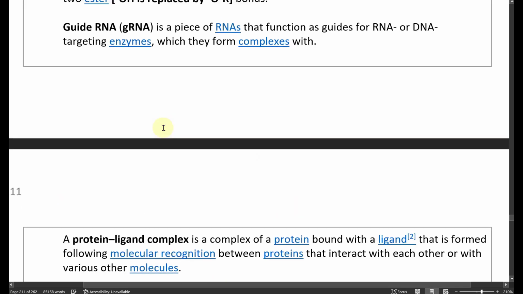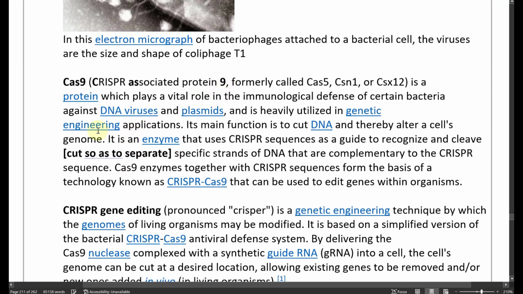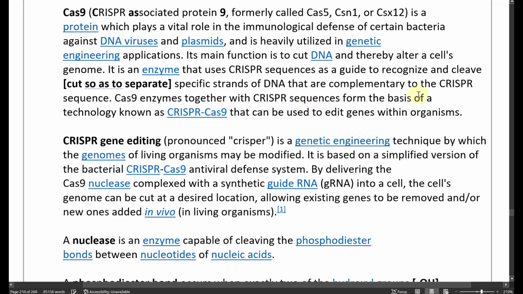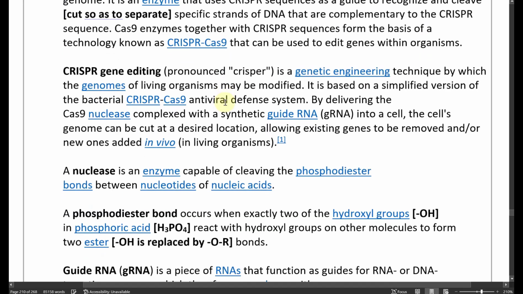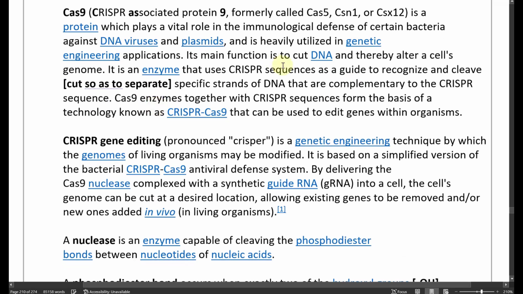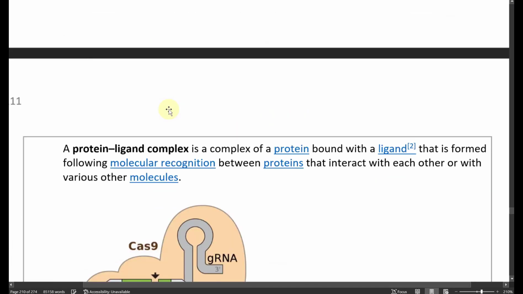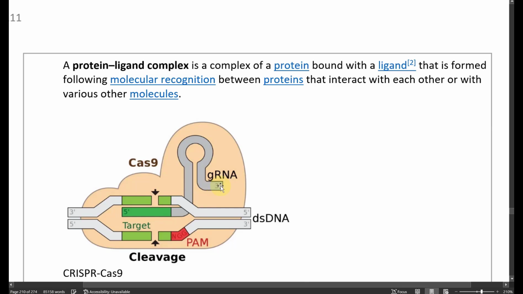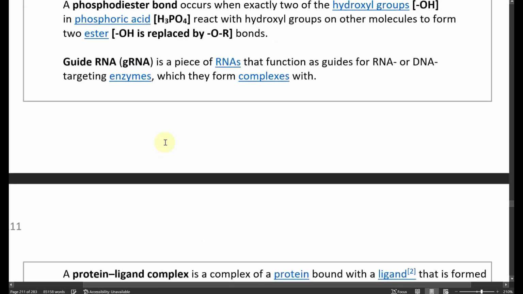Let's go up to Cas9 again. Cas9 is the CRISPR-associated protein 9, and its main function is to cut DNA and thereby alter the cell's genome. It uses CRISPR sequences as a guide to recognize and cleave specific strands that are complementary to the CRISPR sequence. So it's an enzyme that uses CRISPR sequences. We have this Cas9 protein, or enzyme, and we have this guide RNA, which goes from the 3' and loops around all the way to the 5' like that, and this forms a complex with the protein.